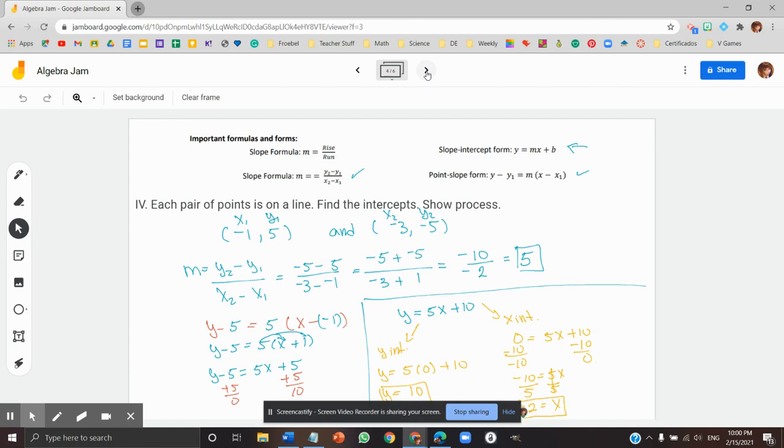There we go. And those are going to be both my intercepts.